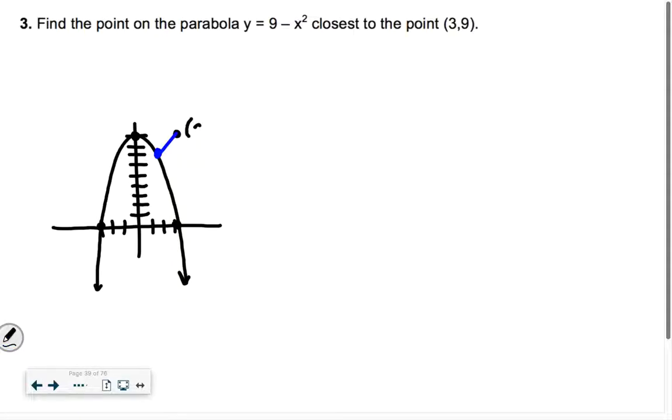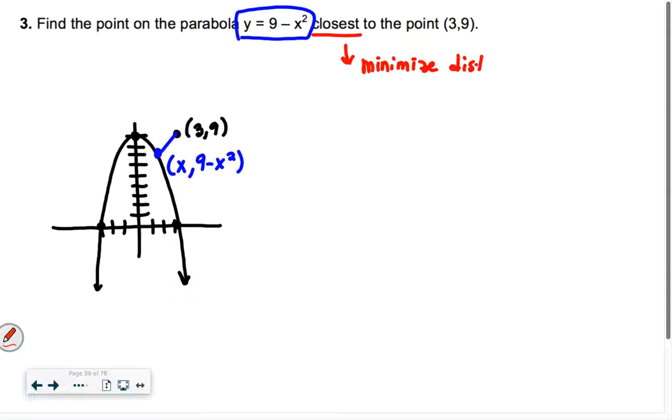Okay, so we have the point 3, 9, but we have another point there, but we don't know the coordinates. So I could call it x, y, or I can call it x, what if I wanted only in terms of x? x, 9 minus x squared. Isn't it on that curve? Does that make sense? And what are we trying to minimize? Minimize distance. So we're probably going to have to use what important formula? The distance formula, which you all love so much.